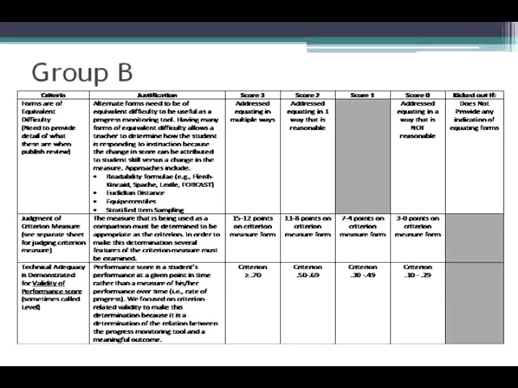Group B gets a different set of technical characteristics again. Whereas Group A evaluated the number of equivalent forms, Group B started off evaluating the equivalence of those alternate forms. So there are a variety of ways that equivalence of alternate forms can be determined, can be judged. Some of these are listed here, and what the team really wanted to see is, were they addressed in multiple ways, or at least one way, and how so?